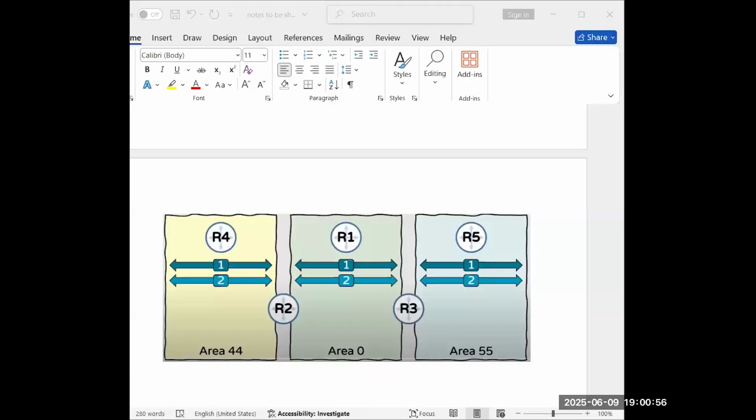Sorry, I don't follow actually. You are not able to follow Type 2? Type 2 LSA is nothing but the network LSA, by the word network.